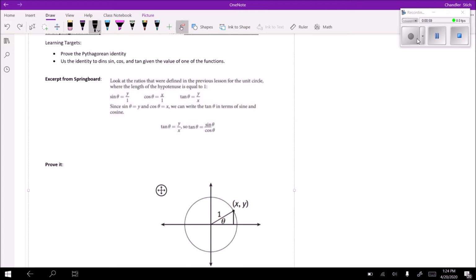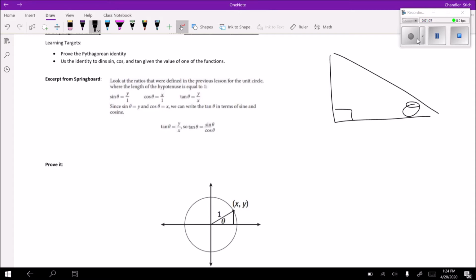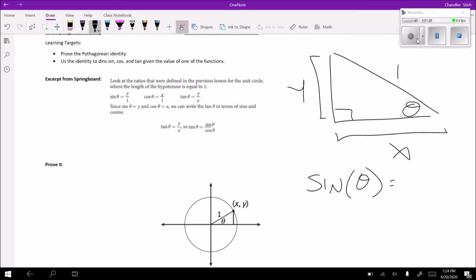Let me just draw this for you really quick. Here I have a right triangle. This is 90 degrees. We'll call this theta. It doesn't really matter what theta is. This side is my x, this side is my y, and of course my hypotenuse is always 1 in your unit circle. If I want to find sine of theta, sine is opposite over hypotenuse. Opposite is y over hypotenuse, which is 1. So sine of theta is y over 1.